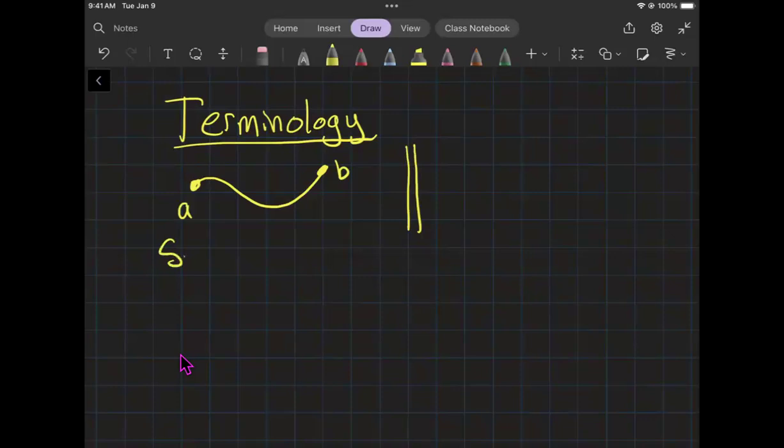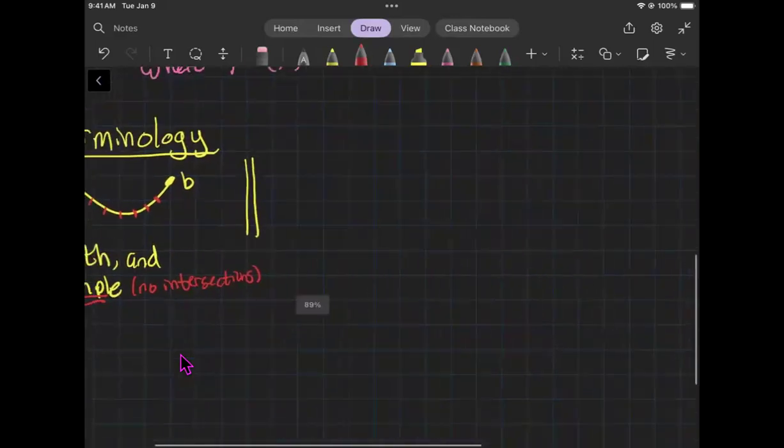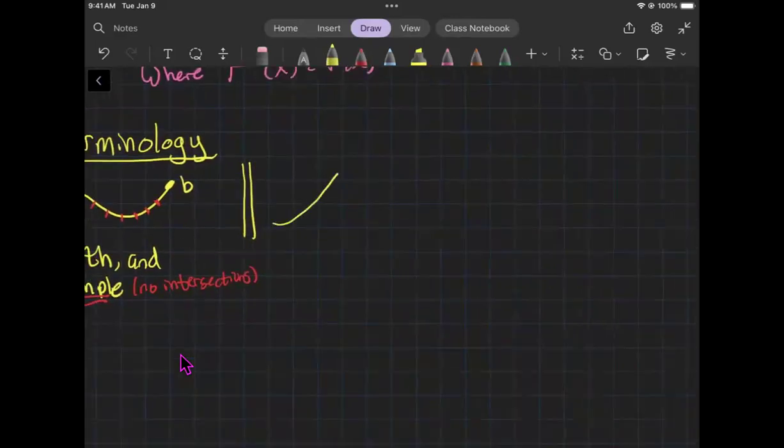They refer to this example as a smooth curve. Smooth, in other words, being continuous, and it's simple. Smooth means you can break down one curve into smaller continuous curves. I'm sorry, that's what smooth means. Simple means there are no intersections. Okay? No intersections. You could have a curve that looks like this.